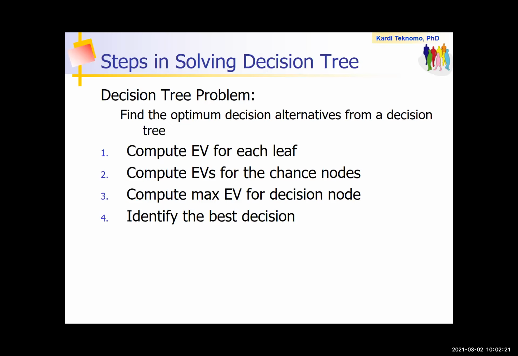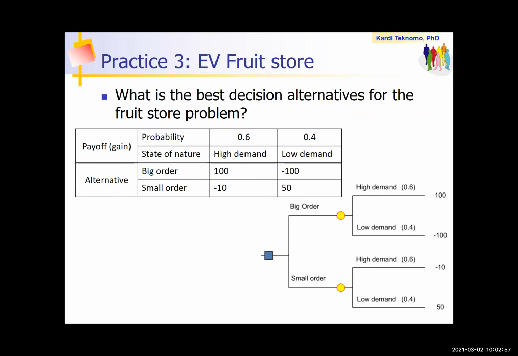So how to solve a decision tree? To find the optimum decision alternative from a decision tree, number one, you compute the EV for each leaf. So you start with the leaf. And then you compute the EV for the chance node. And then you compute the maximum EV for the decision node. After that, you identify the best decision. These are the steps. I'll give you an example.